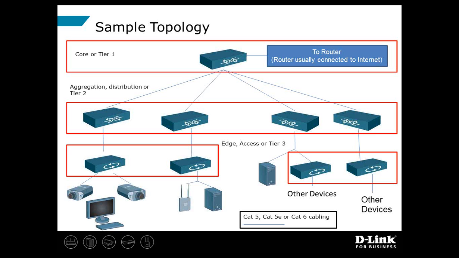At the edge that talks to their devices, you usually only need a layer 2 switch or a lower end switch to save the customer money. But sometimes they may want some static routing at the edge or at the access layer, but you qualify your customer to figure that out. And all that can be connected with your Cat5 or Cat5e or Cat6 cabling.